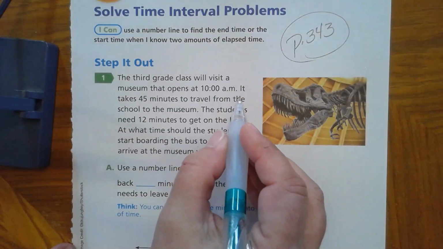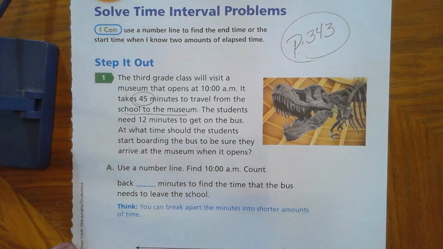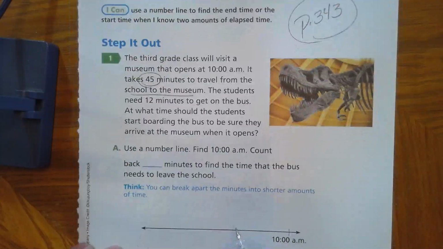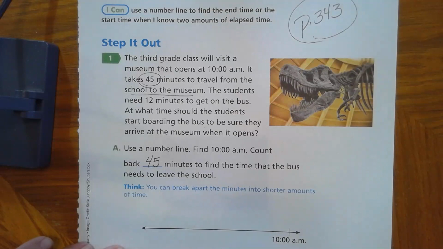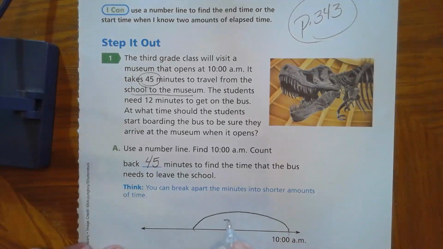All right, so it takes 45 minutes to travel from the school to the museum. So that's what time that bus needs to be pulling out of that parking lot. So it needs 45 minutes to travel down there. So it's 10 a.m., back it up 45 minutes because that's the travel time that the bus is on the road to get there.